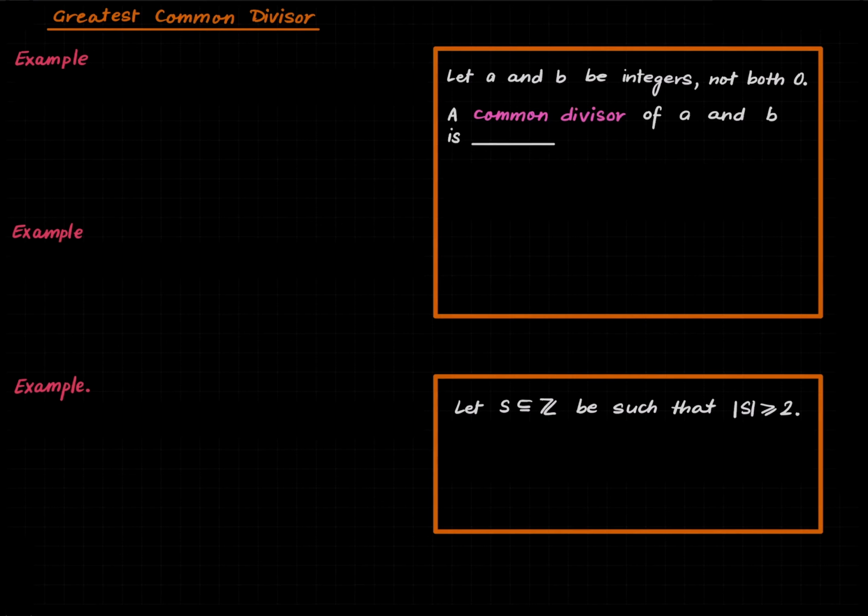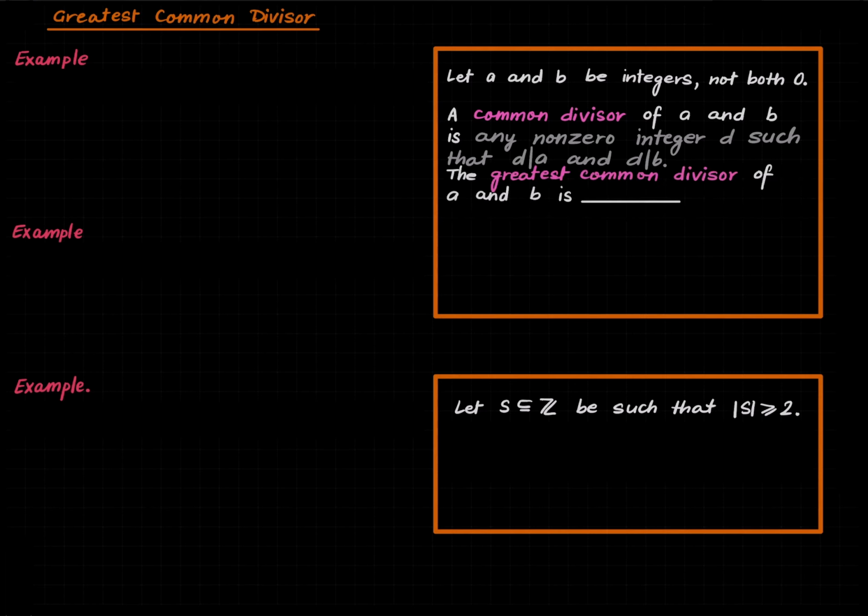As we have already discussed, a common divisor of a and b is any non-zero integer d such that d divides both a and b. We had seen this definition earlier when we were defining relatively prime integers, but anyway, no harm in recalling. So that's the definition of common divisor.